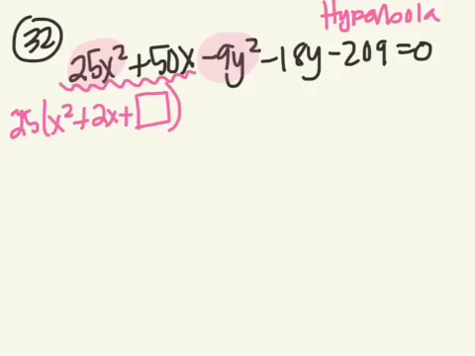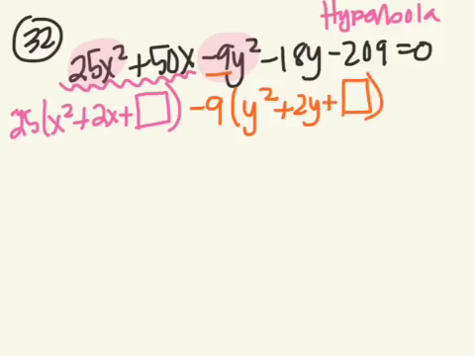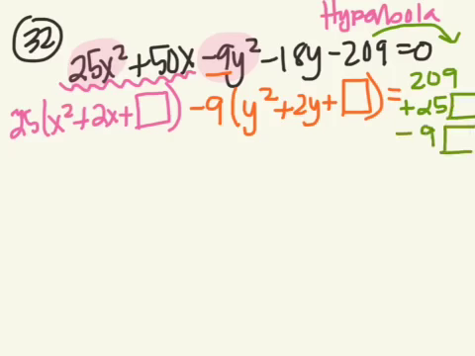Just be careful, you're really taking out a negative 9. So when you take out a negative 9, that's going to turn this negative 18y into a positive 2y. Then on the other side, this 209 needs to be added over to the other side. So on the other side we have 209 plus 25 box minus 9 box from the two complete the square problems.